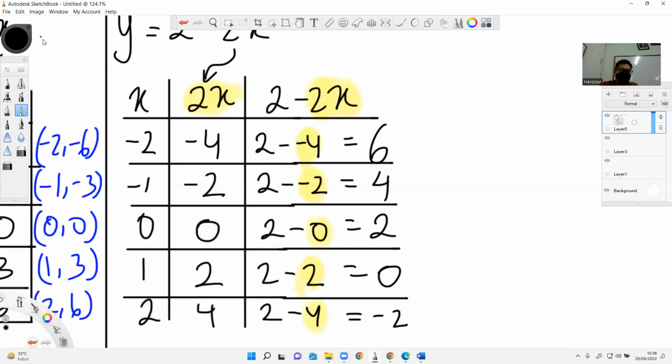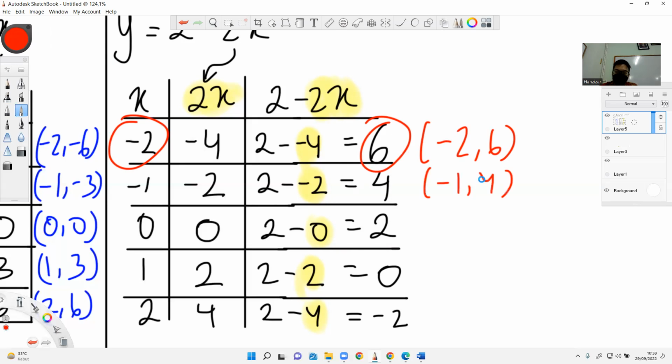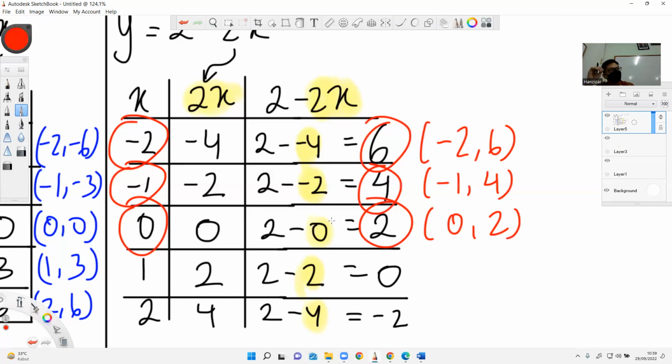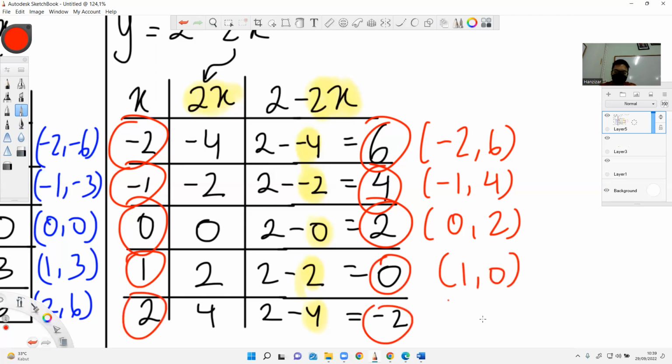So what is the value of x and y? I use the red color. -2, 6, right? Lihat ujung sama ujungnya. Understand? -1, 4. What else? 0, 2. Get it, guys? Which one that you still don't get the idea? Colin, any question? No? And then 1, 0. And then 2, -2. Okay.